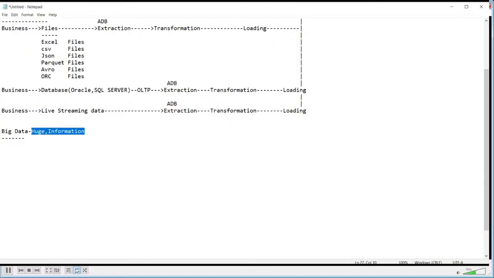Okay, where you have a massive amount of information, it is called what? Big data. Ultimately, where do we get the big data from? All these businesses only. But what are the sources? Let us see for that.